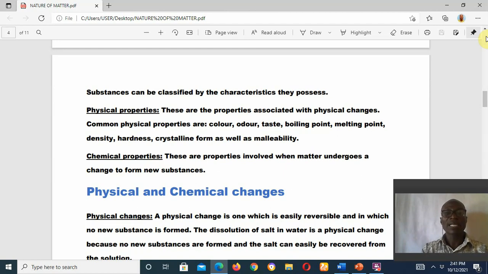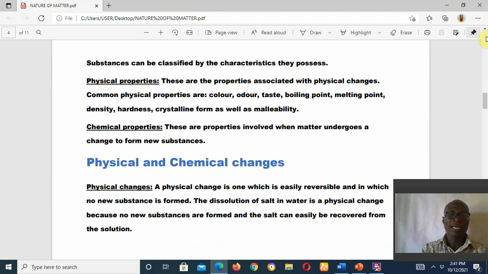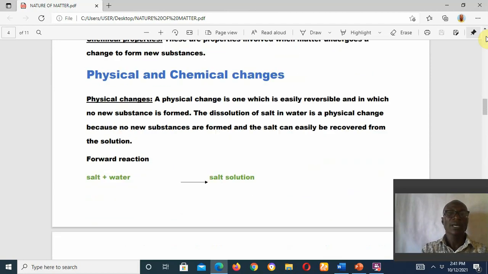Chemical properties. These are properties involved when matter undergoes a change to form new substance. So when chemical properties are taking place, matter will undergo a change to form new substances. Physical and chemical changes. Physical change.